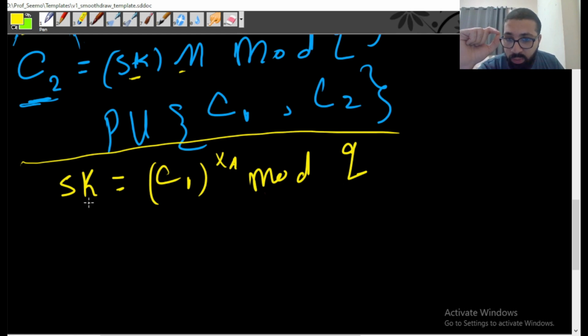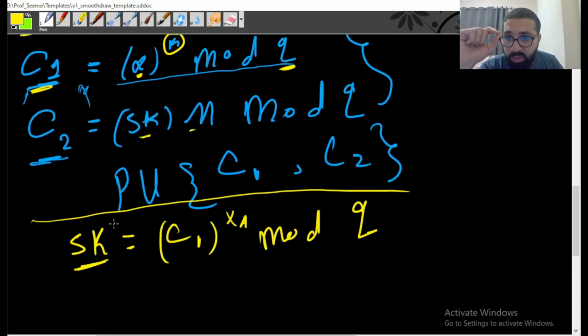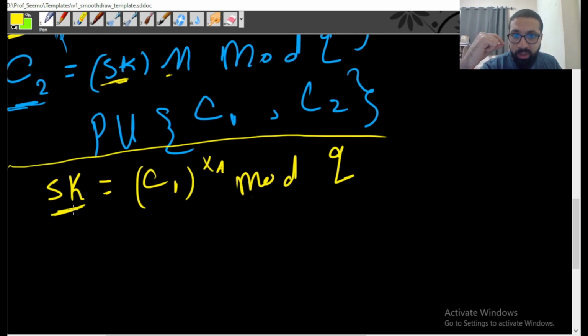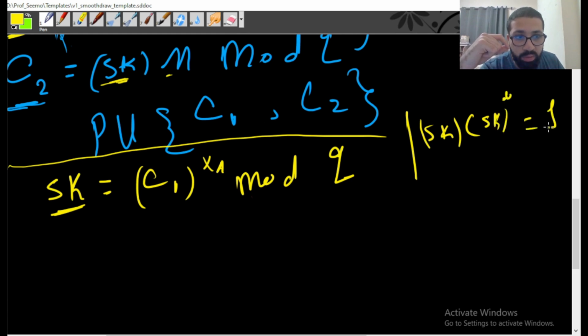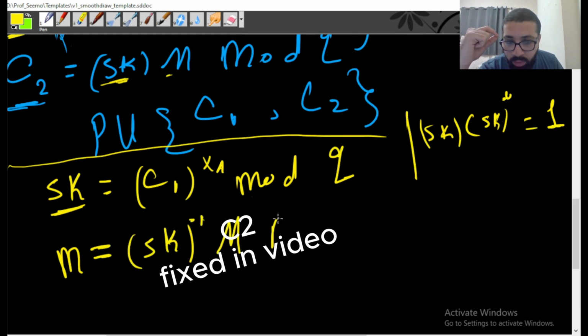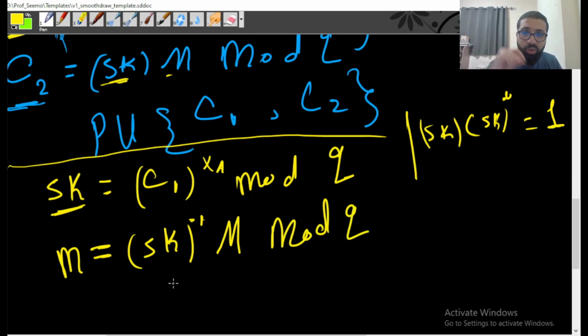Then, now that we know SK, we have SK here and C2, right? What modular multiplication says is, if I have a number, for example SK, and we take its multiplicative inverse and multiply them with each other, we would get 1. You see what I mean? So here, the message is equal to the inverse of SK times C2 mod Q, and because of the multiplicative inverse, we will be able to find the value of M.